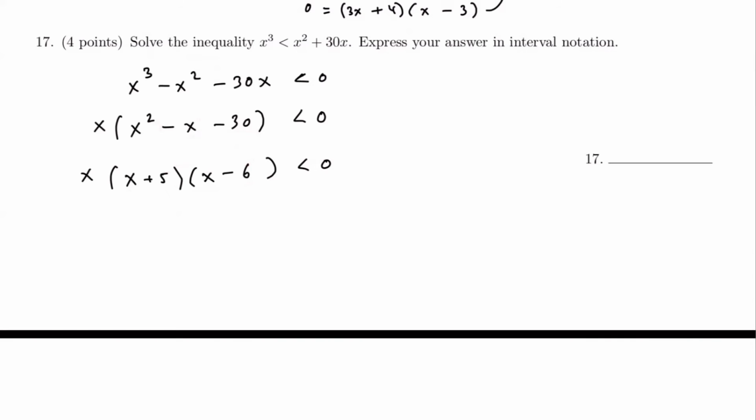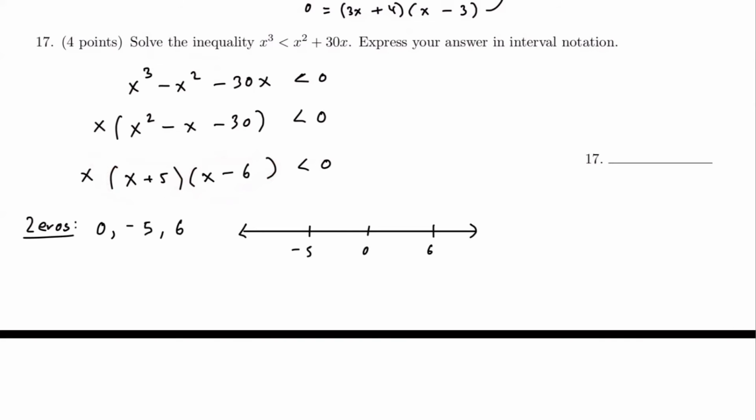Okay, now let's get the zeros for this inequality. So you set this to 0, you get 0. And then you set this factor to 0, you get negative 5. And then the last factor, when you set it to 0, you'll get 6. So these are the zeros. Now you draw the real line and test each interval. So here we plot the zeros, so we get negative 5, 0, and 6 in order.